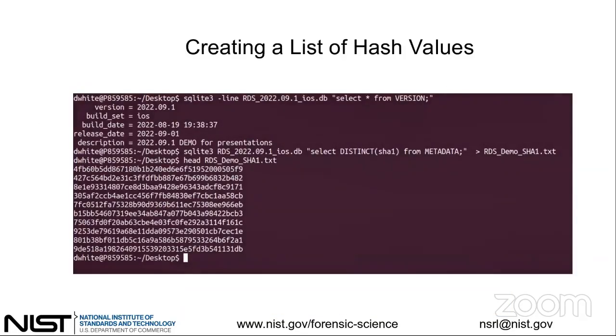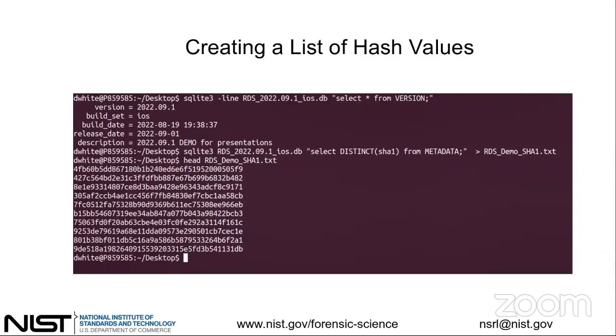It's fairly easy to create just a list of hash values from these sets. This is a quick command line example. Using a SQLite 3 command line tool, first thing you do is check the version of the database that you're using. That's the first command there. And that tells me I'm using the 2022.09.1, the iOS set, and that in the description, this is actually a demo for presentation. So this is not the full complete set. It would say full set if it was from the distribution, and it would have some signatures with it.